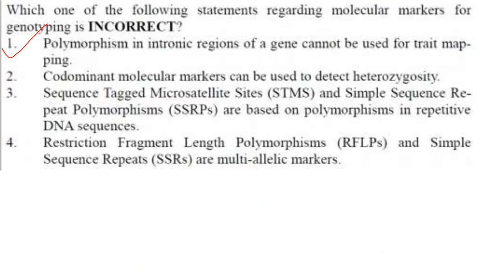Then next one. Which one of the following statements regarding molecular markers for genotyping is incorrect? Polymorphism in intronic region of a gene cannot be used for trait mapping. Now, intron polymorphisms are highly efficient and easily examined molecular markers located adjacent to exonic regions of functional genes, and this may be associated with targeted trait variation. So, the incorrect statement is polymorphism in intronic region of a gene cannot be used for trait mapping. It can be used for trait mapping. So the answer is option 1.